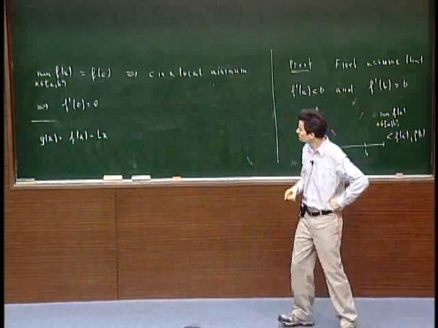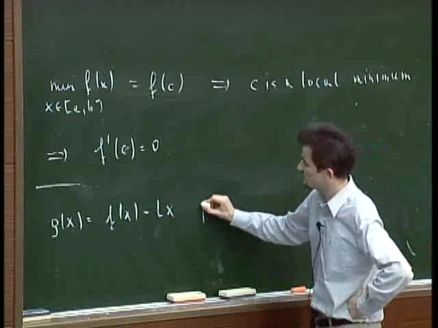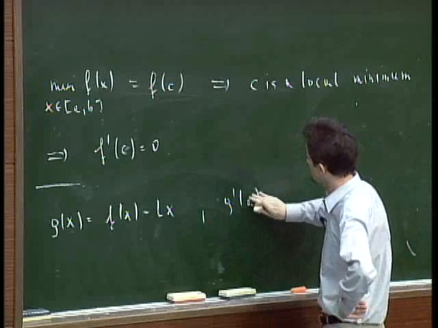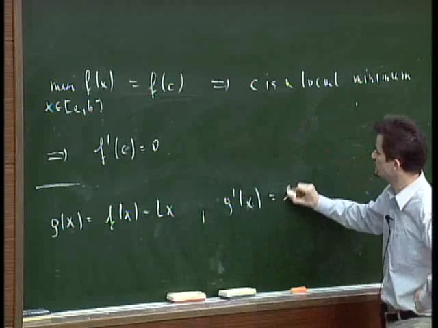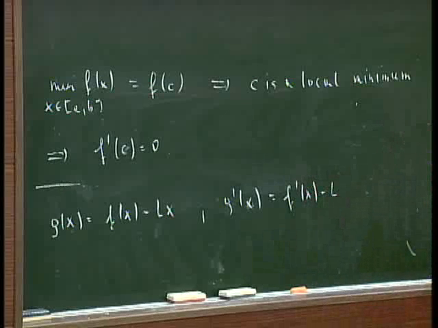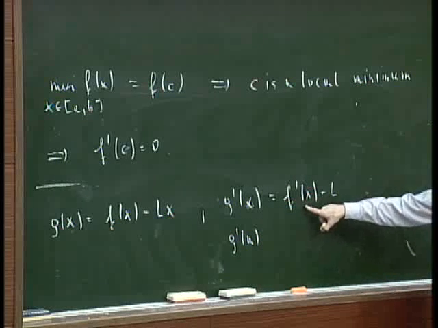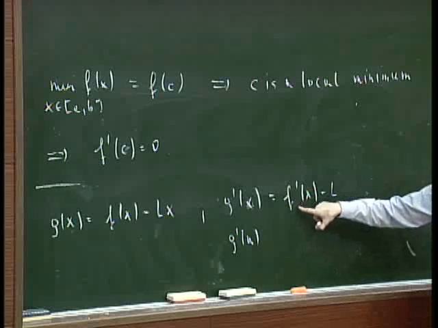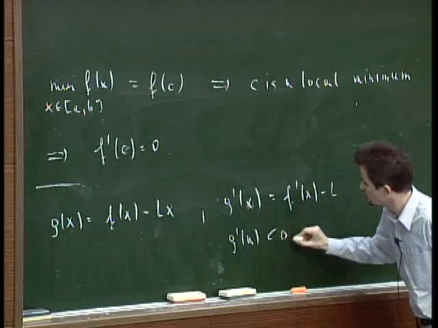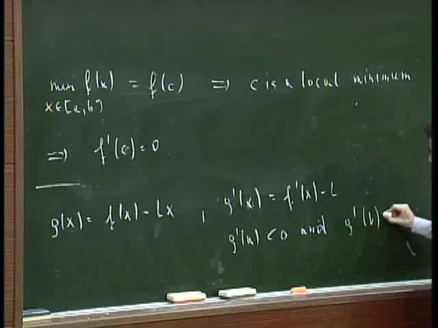Okay. Now you observe that this new function satisfies the following. If you look at the derivative at A, it is the derivative of f minus L. Because this L is between the derivative of f at A and the derivative of f at B, the derivative at A is smaller than 0, and the derivative at B is larger than 0.